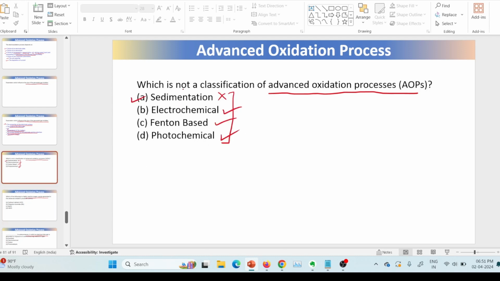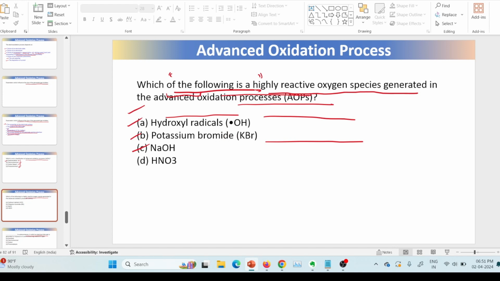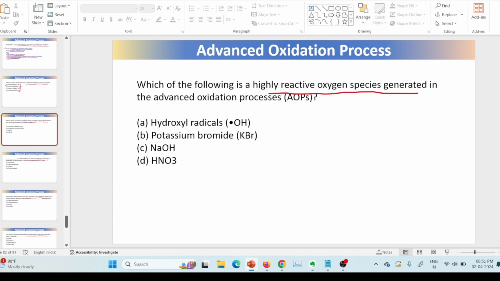Which of the following is a highly reactive oxygen species generated in the advanced oxidation process? Whether it is hydroxyl radical, potassium bromide, NaOH, or HNO3. If you see the options, hydroxyl radical is a highly reactive oxygen species in AOP.